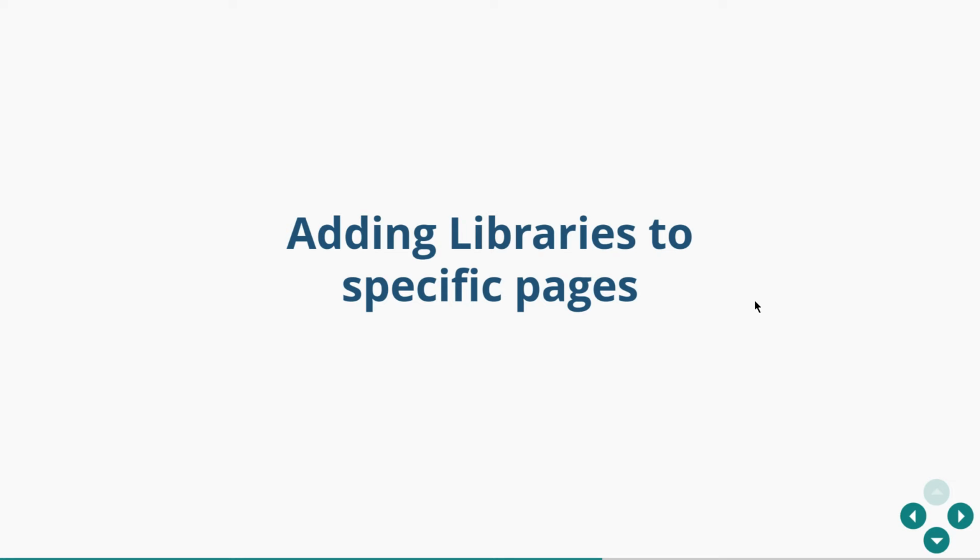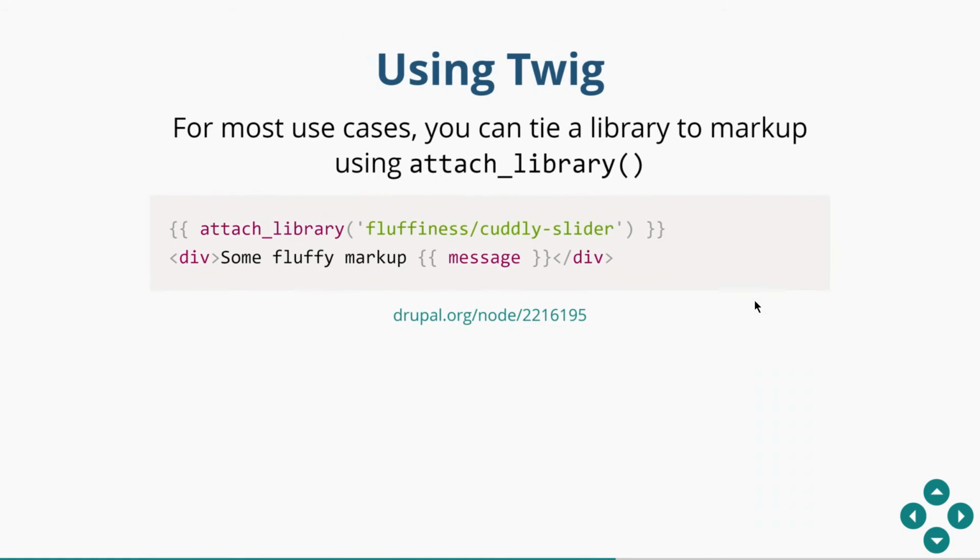So let's say you want to add a library to a specific page. You don't want Cuddly Slider site-wide. If you were using Twig, you have a file that's pretty much all the markup for Cuddly Slider, and it's the only place. Like if I use this Twig snippet, then I need that library. You can just do curly brace, attach library, and then the name of the theme, and then the name of the library. This could also be the name of a module. It's just the machine name for something in Drupal. And then whatever markup you wanted inside of that Twig file, and you're good to go.